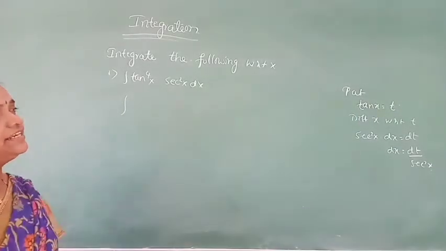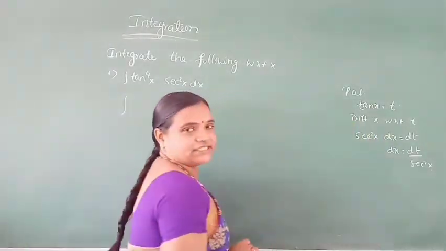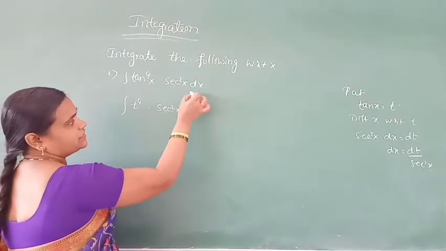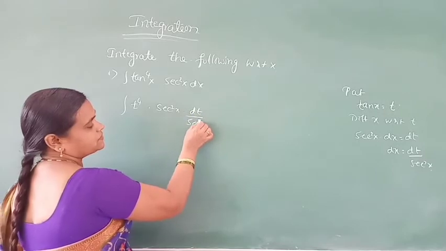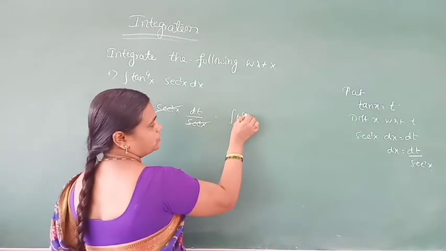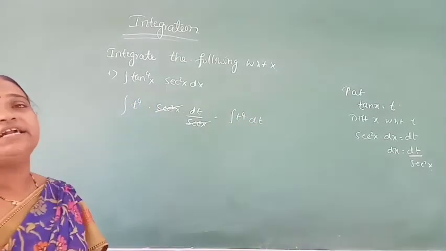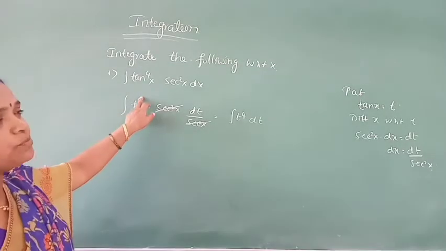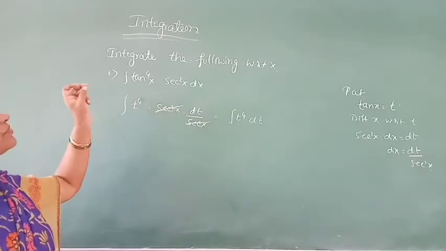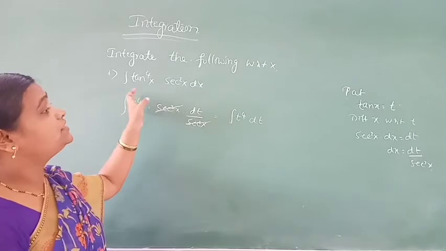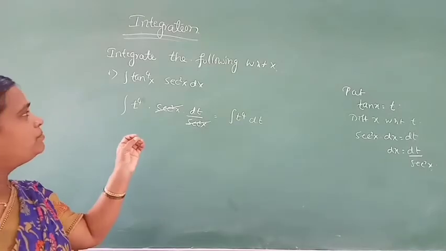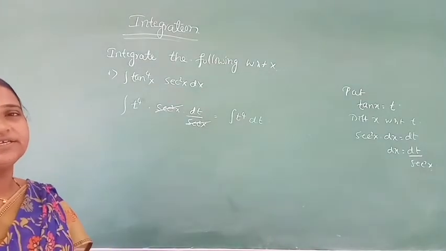Then integration of tan. See, what is our tan x? Tan x is t. We'll get t to the power 4 secant square x, right? And dx is dt by secant square x. See, secant square x gets cancelled and what is left is integration of t to the power 4 dt. Please remember, in the method of substitution, always take the substitution if the differentiation is there as a multiplication or whatever. If the differentiation is there, that one we have to take as the substitution.